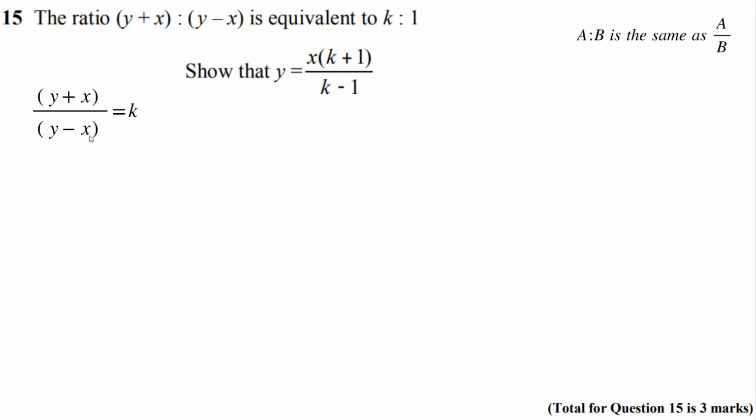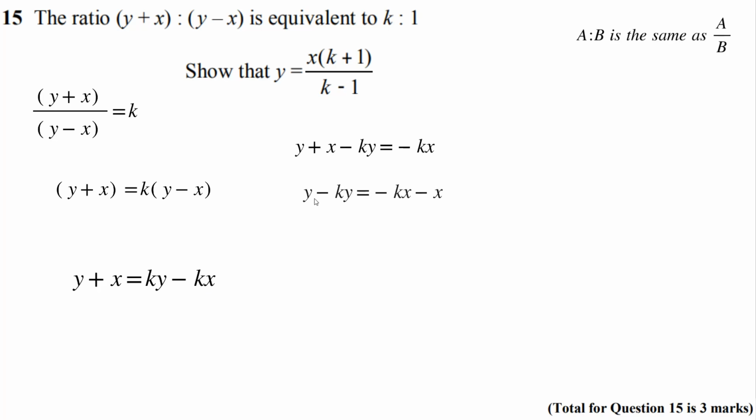Multiply out by the denominator, so you get ky minus kx. Bring the y's to one side, bring the x's to the other side, and factorize the y's out, so you get y bracket 1 minus k. Get that, and then divide by 1 minus k on both sides to get this.